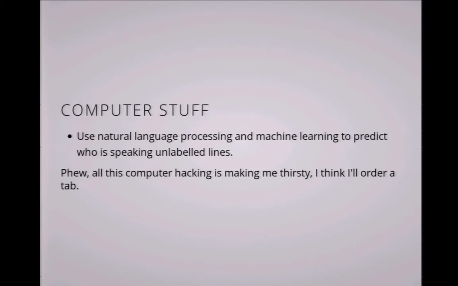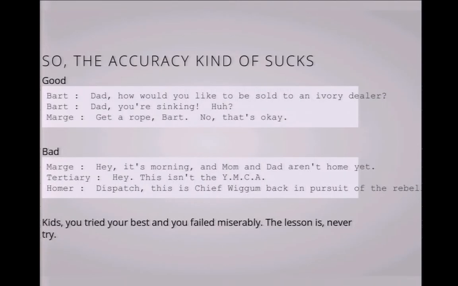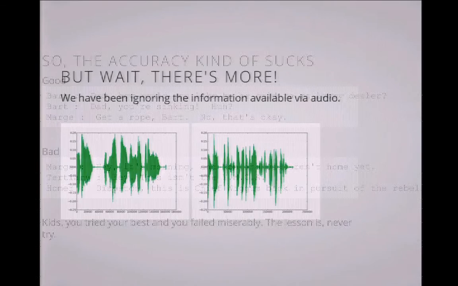So then I used a bunch of computer stuff. So I decided to kind of label the unlabeled lines, because I had already labeled some of the lines. So I used some algorithms to label the rest. And then I got really thirsty and I failed at ordering a tab. That's a Homer quote. So this is what I got after I labeled all the lines. So some of the scenes that I ended up labeling by computer, by algorithm, were good. Some of them were really bad, like Homer saying, "Dispatch, this is Chief Wiggum." Obviously, that's not Homer. That's Chief Wiggum.